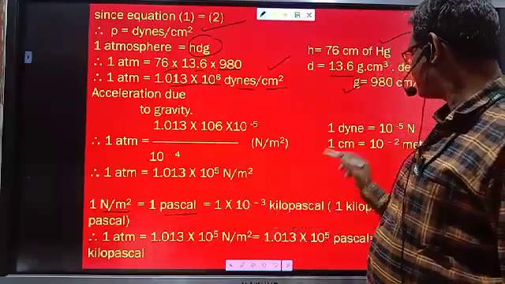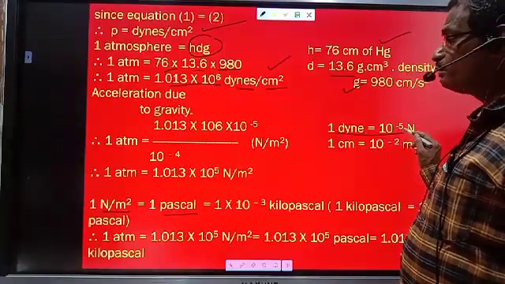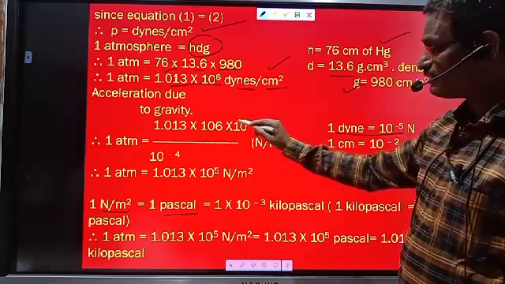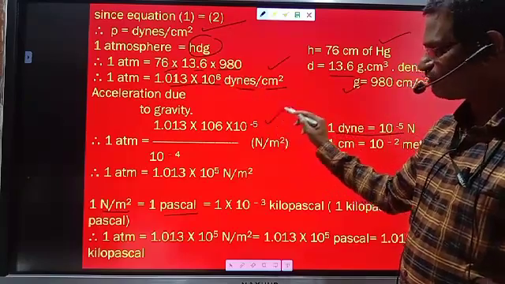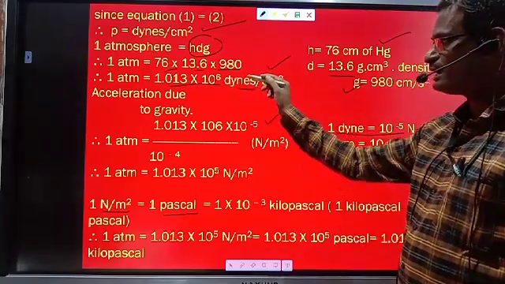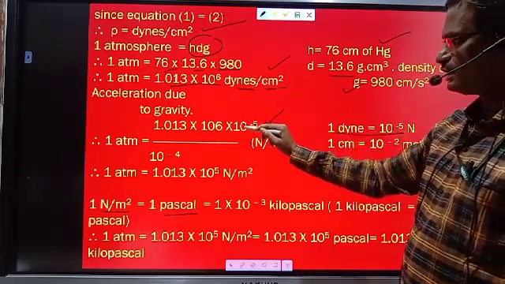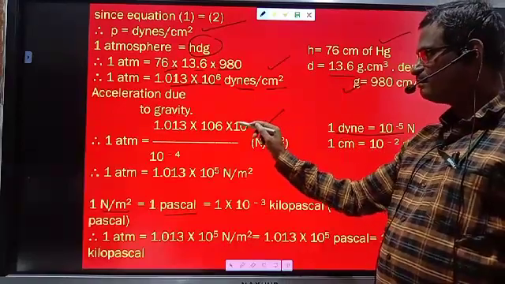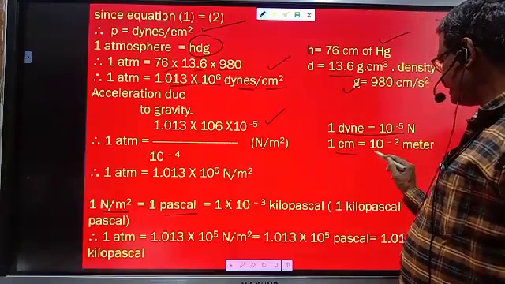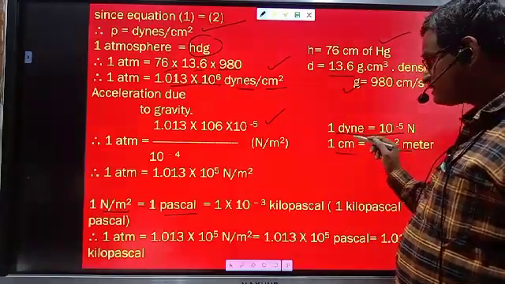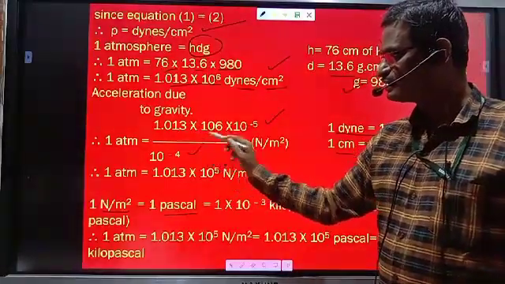In the dynes we must know, 1 dyne is equal to 10 raised to minus 5 Newton. Therefore this dyne we have to convert to Newton, means multiplied by 10 raised to minus 5. So dyne is converted to Newton by multiplying by this factor, divided by centimeter square. But 1 centimeter is 10 raised to minus 2 meter, so centimeter square means 10 raised to minus 4. So this equation is divided by 10 raised to minus 4.